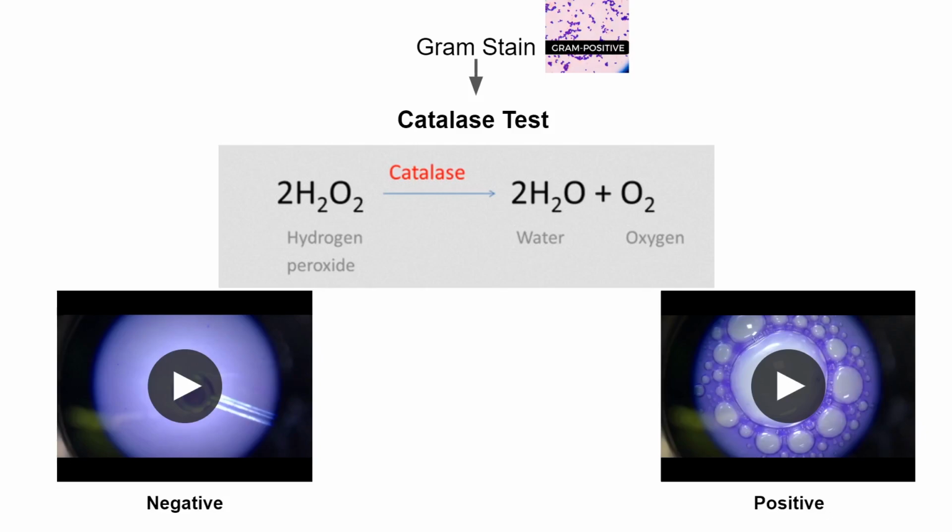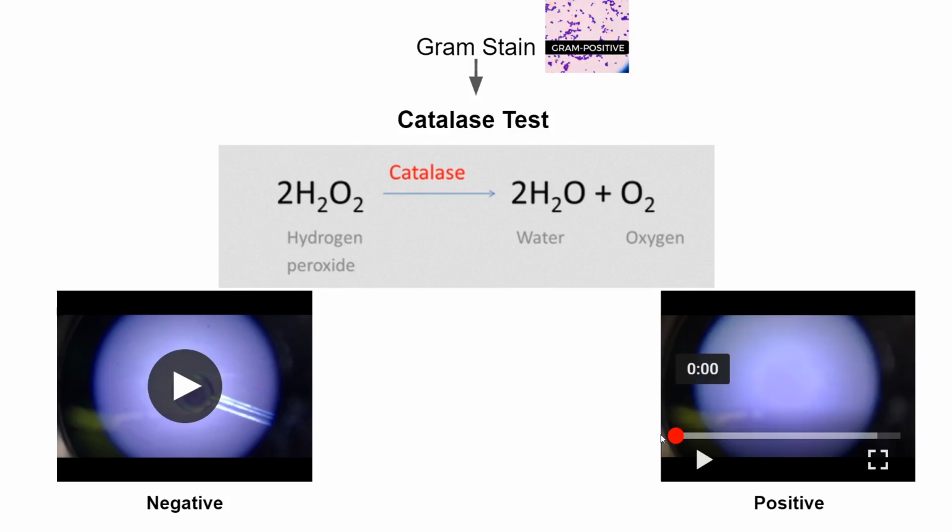The result of the catalase reaction is that the catalase enzyme breaks the hydrogen peroxide down into water and oxygen. If we look at this with the bacteria present inside of the peroxide solution, the oxygen will produce bubbles. Staph will produce bubbles for a positive catalase test, while strep would produce no bubbles or few bubbles.